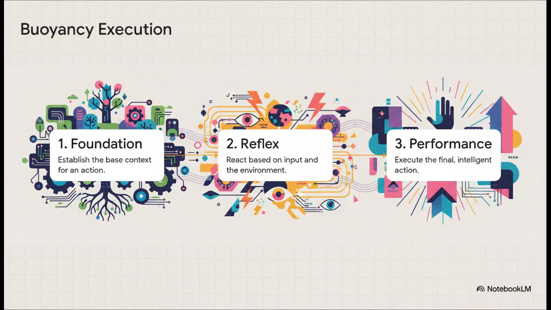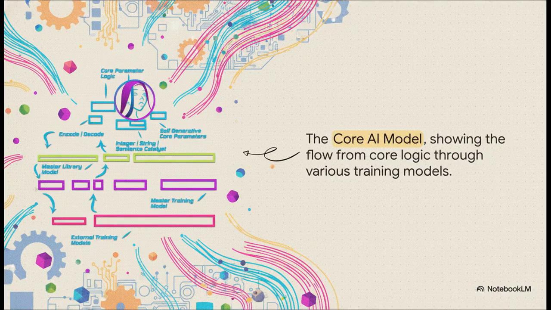And according to the documentation, this is the natural order for any intelligent action. It's simple but pretty powerful. First, you establish a foundation. Second, you reflex based on some kind of input. And third, you perform the action. Foundation, reflex, performance. This diagram here shows us how that process works in practice.